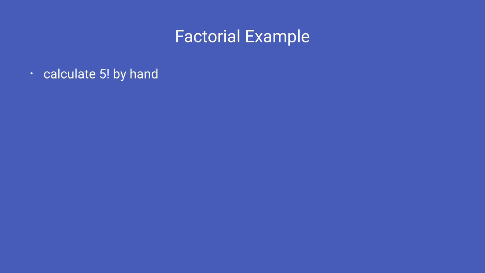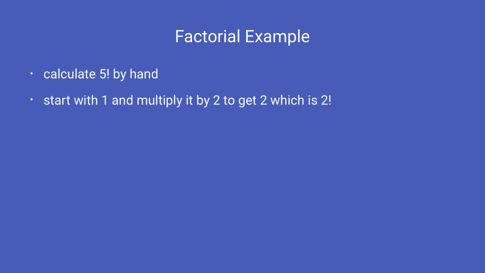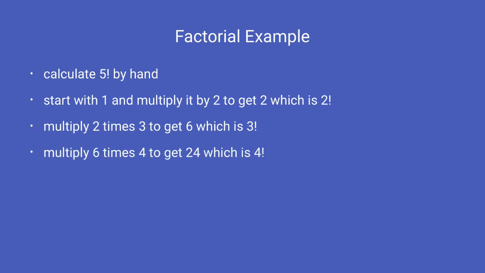Let's calculate 5 factorial by hand. We'd start with 1 and multiply it by 2 to get 2, which is 2 factorial. Next we could multiply 2 times 3 to get 6, which is 3 factorial. Then we could multiply 6 times 4 to get 24, which is 4 factorial. Now we take that 24 result and multiply it times 5 to get 120, which is 5 factorial.